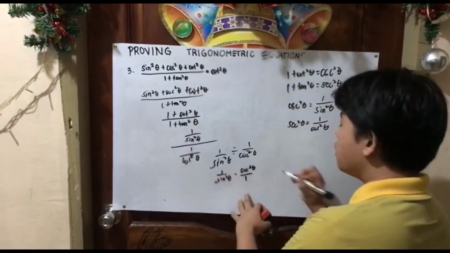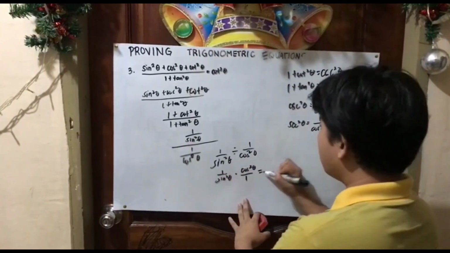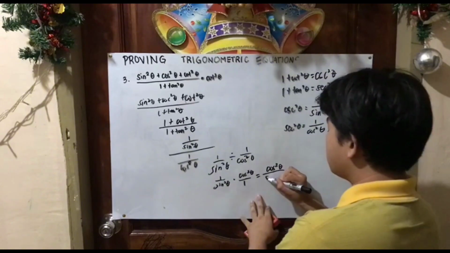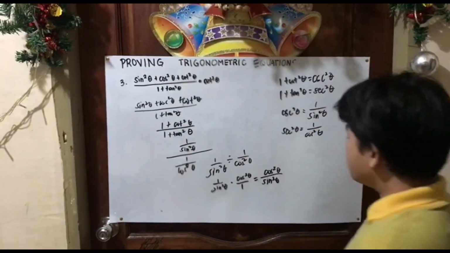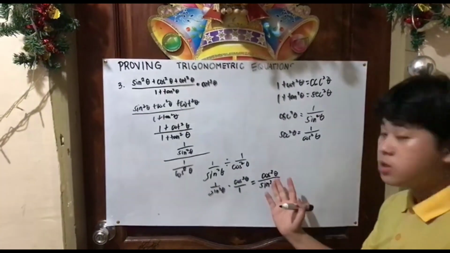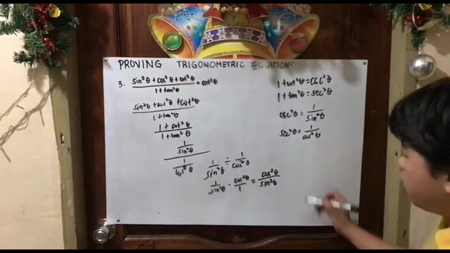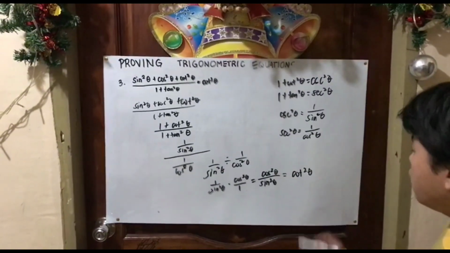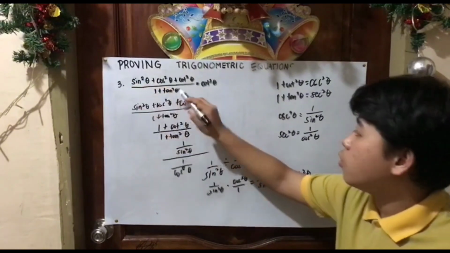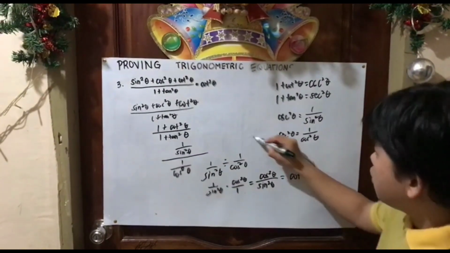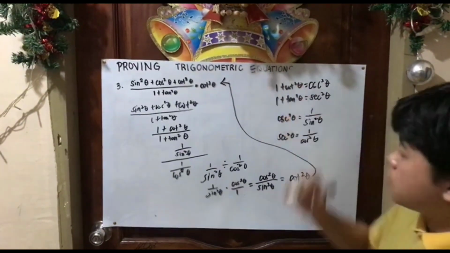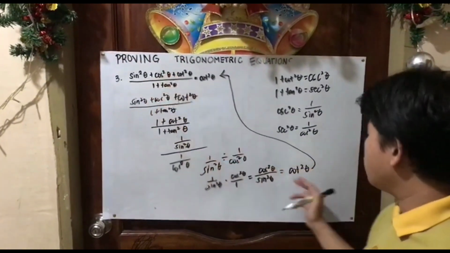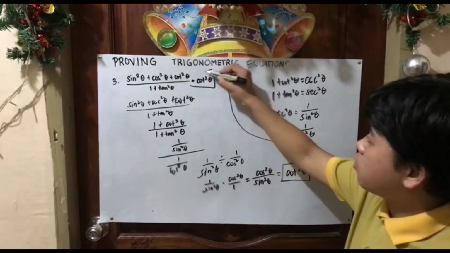By multiplying, cosine squared times 1 is equal to cosine squared theta, and sine squared times 1 is equal to sine squared theta. So we also have an identity here. Cosine squared theta over sine squared theta is the same as cotangent squared theta. So if this equation is equal to cotangent squared theta, then we prove that both sides are equal, and this is equal to cotangent squared theta.